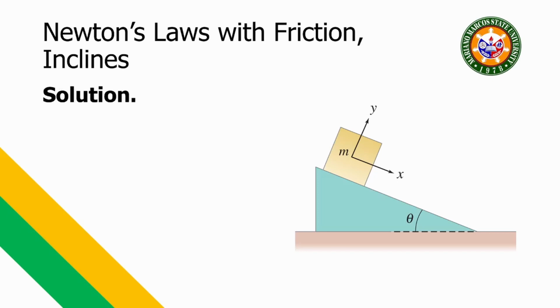So first, let us take a look at the free body diagram of the crate. For this incline problem, let us consider our x-axis to be in this direction. This direction will also be the positive direction of the x-axis, and this direction will be the positive y direction. So this is our positive direction.